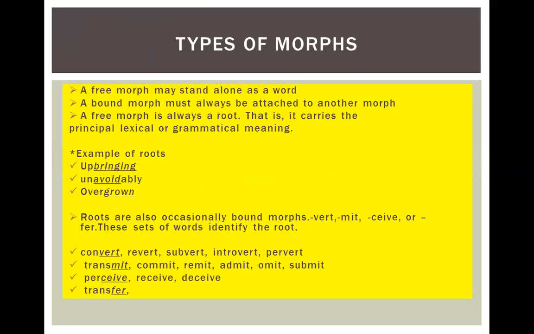And a free morph might stand alone as a word, and a bound morph must always be attached to another morph. A free morph is always a root, that is, it carries the principal lexical or grammatical meaning. Examples of roots: the root of upbringing is bring, of unavoidable is avoid, and of overground is ground.